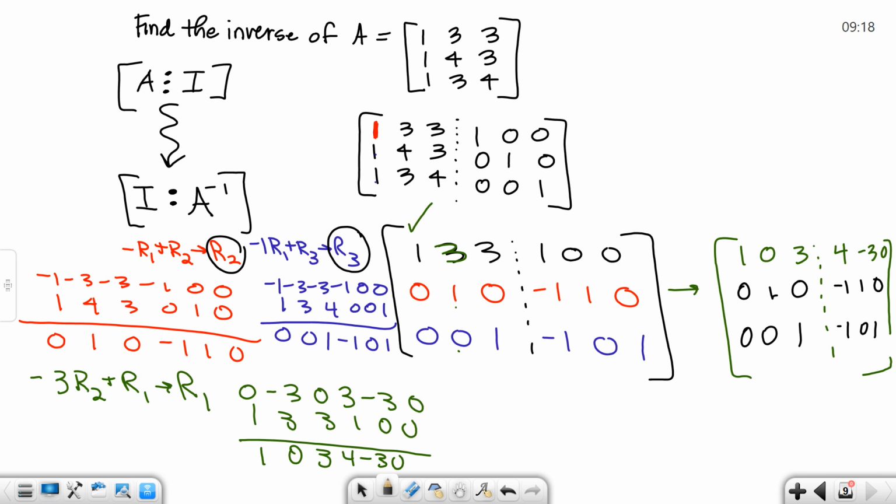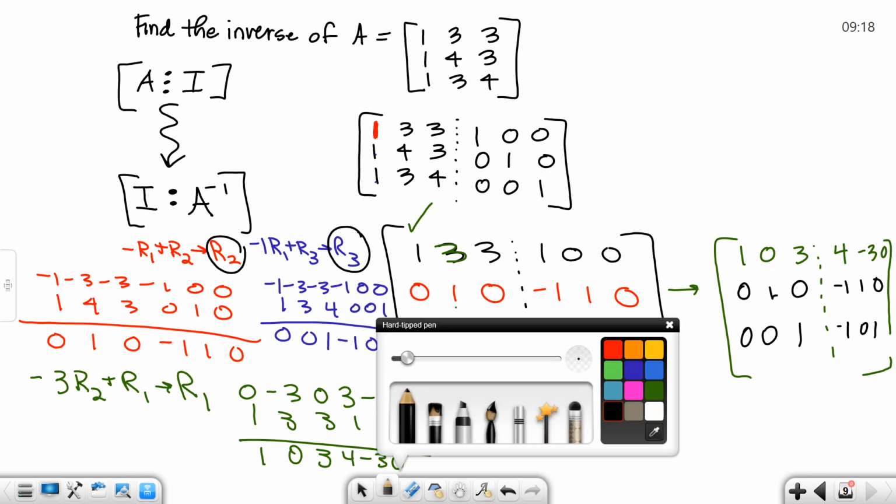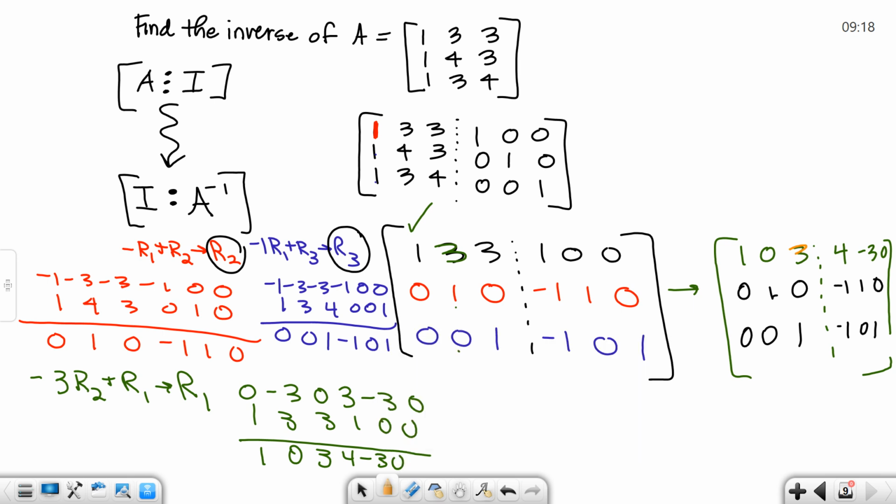So now I have my second column done. I have 1 perfectly placed, and I've got zeros above and below. Then I go to my third column. I have the 1. I have a 0. I need that 3 to go out of the top one. Let's make it orange. I need to get rid of this guy.